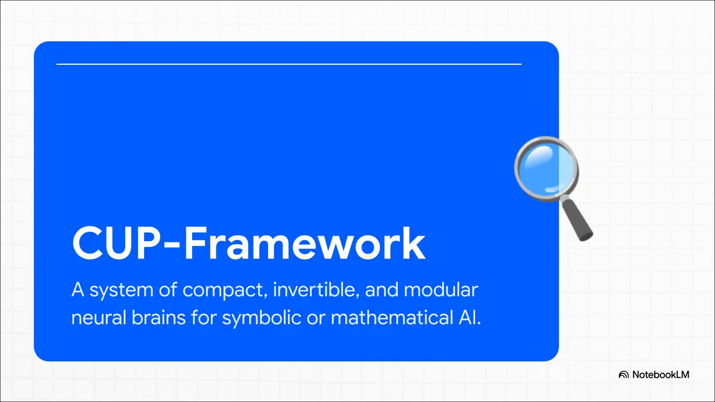Okay, so what is it officially? The paper calls it a system of compact, invertible, and modular neural brains. Now, compact and modular, that's easy. They're small, and you can snap them together like Legos. But the real magic word here, the one you gotta remember, is invertible. What does that mean? It means you can take any answer it gives you and perfectly reverse engineer it all the way back to the question you asked. It's about total 100% transparency.